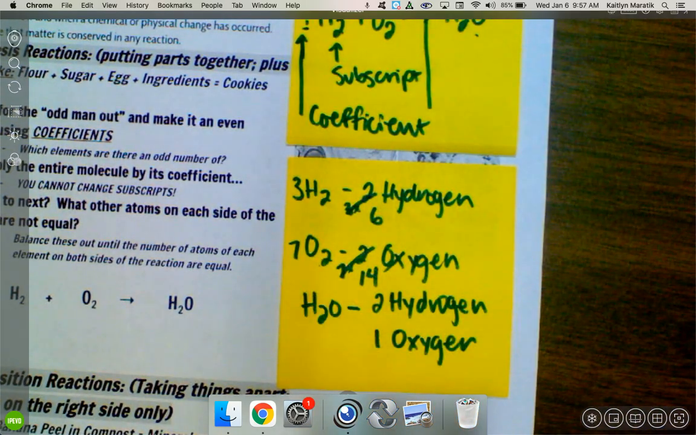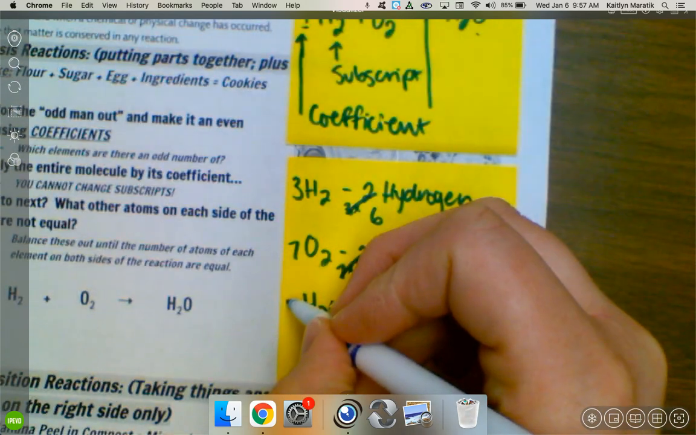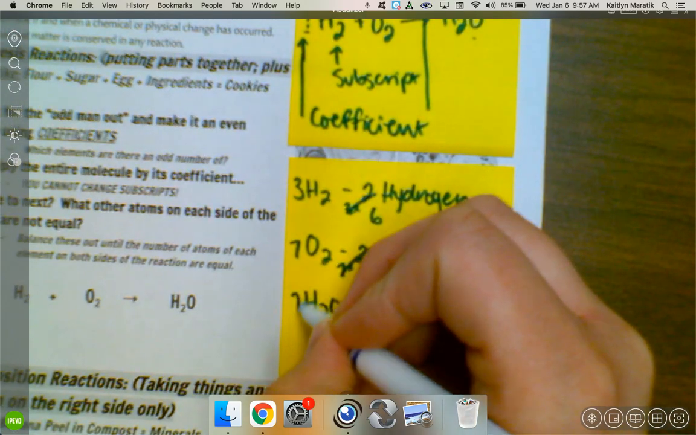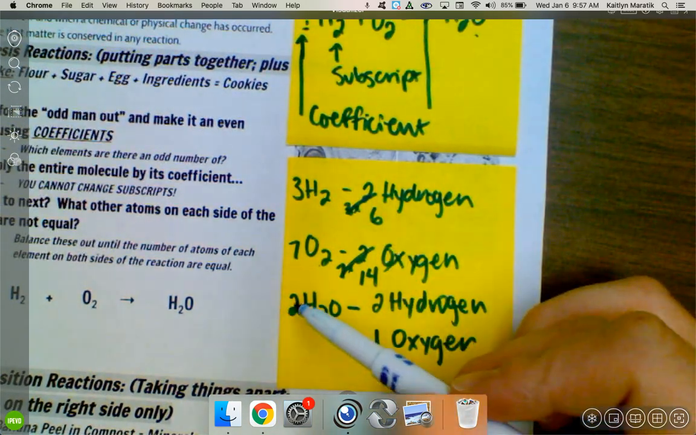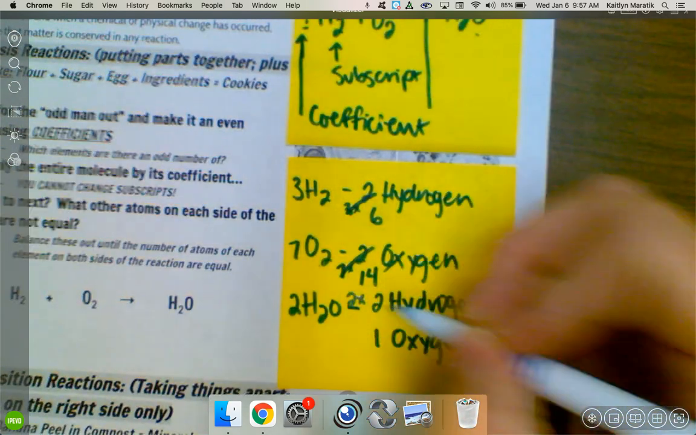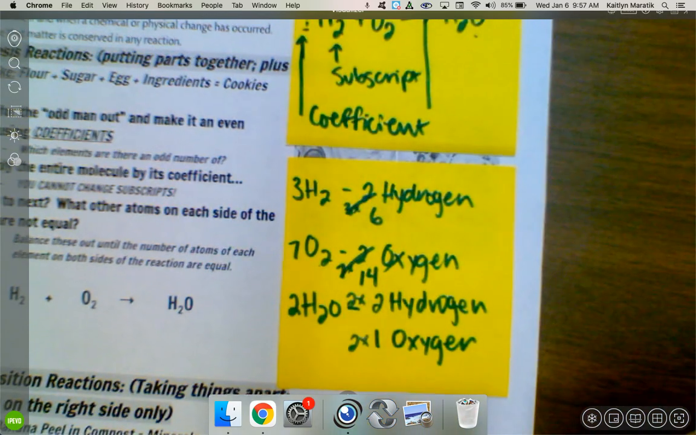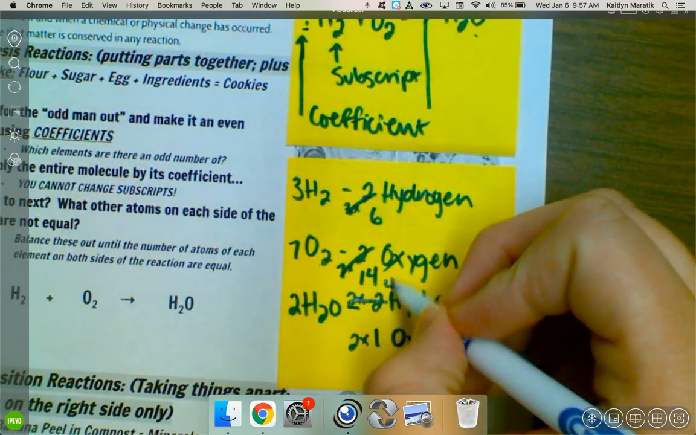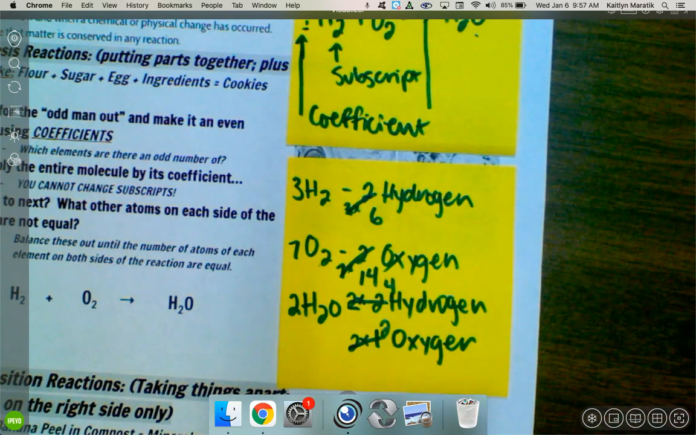Let's put a number out front of the water. We'll go 2 to make this a little bit nicer. So this is saying I have 2 groupings of water. So that means I need to multiply my hydrogen and my oxygen. So I actually have 4 hydrogen here, and I actually have 2 oxygen here.